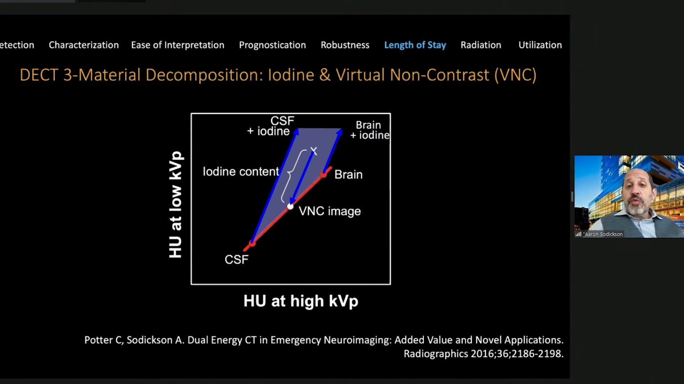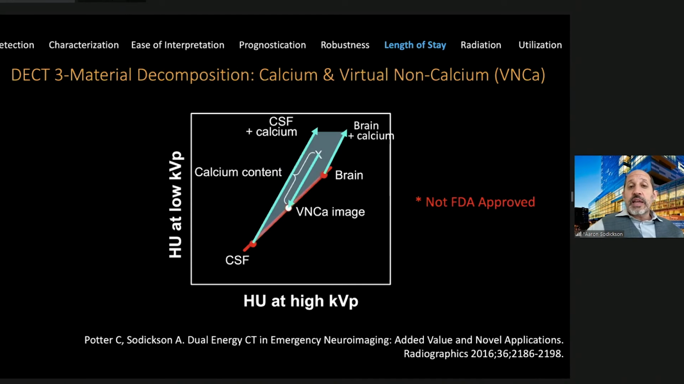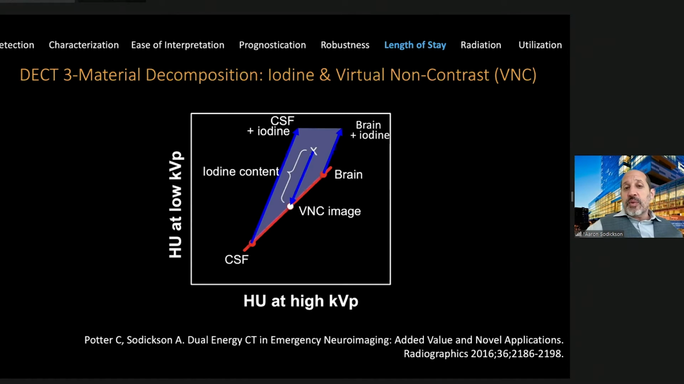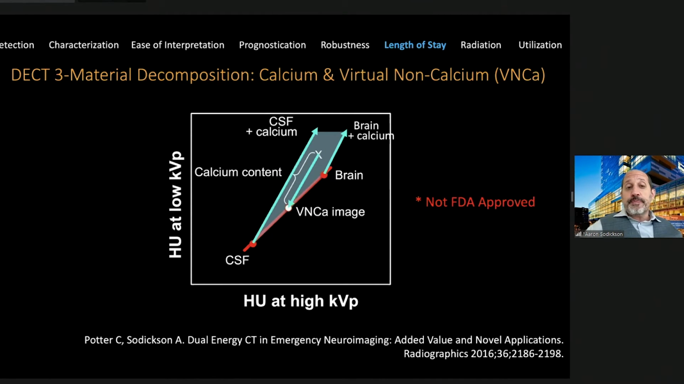Well, we took our usual 3 material decomposition algorithm and simply changed the parameters from the slope of iodine to the slope of calcium. And I should mention this is not yet FDA approved, but we use it anyway. So it's a simple tweak to the algorithm.